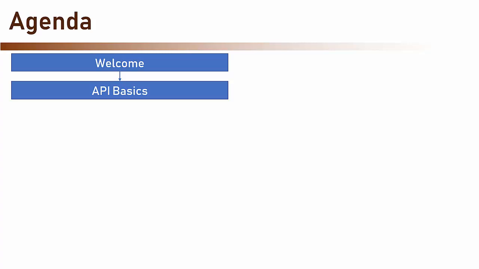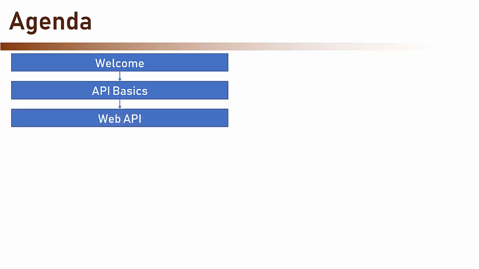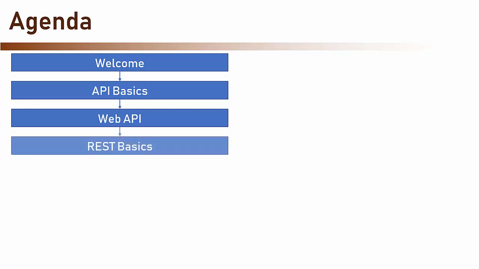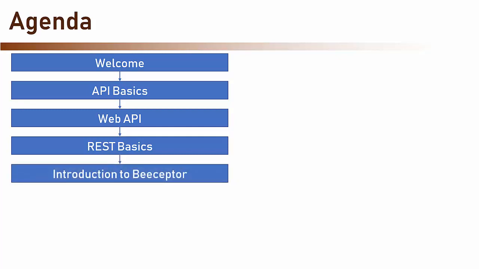We will understand what exactly an API is and where we should use it. After that, we'll dive into Web API. We will explain what a Web API is, and we will explore some kinds of Web API. And then we'll start talking about REST. We will explain what REST is and what the basic components of REST are.